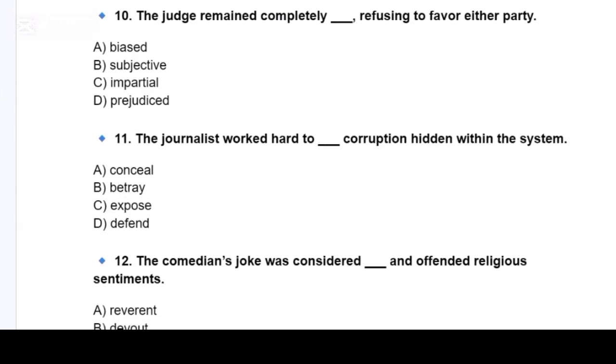Next, the judge remained completely dash, refusing to favor either party. The judge remained completely dash. He refused to favor any of the parties. So the judge was biased, subjective, impartial, or prejudiced. So he remained impartial.